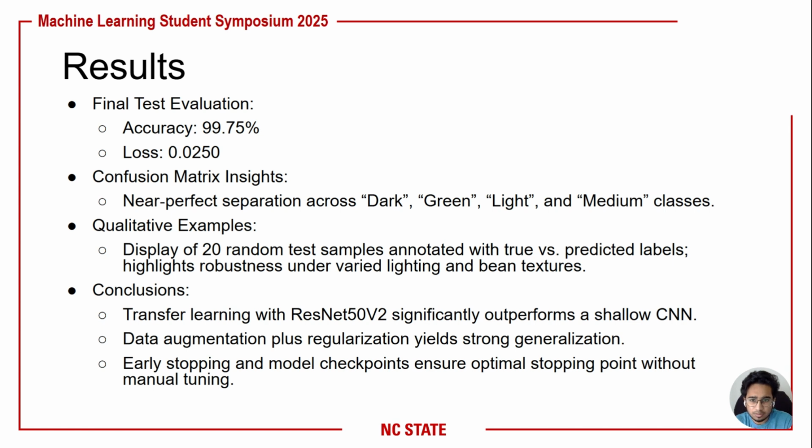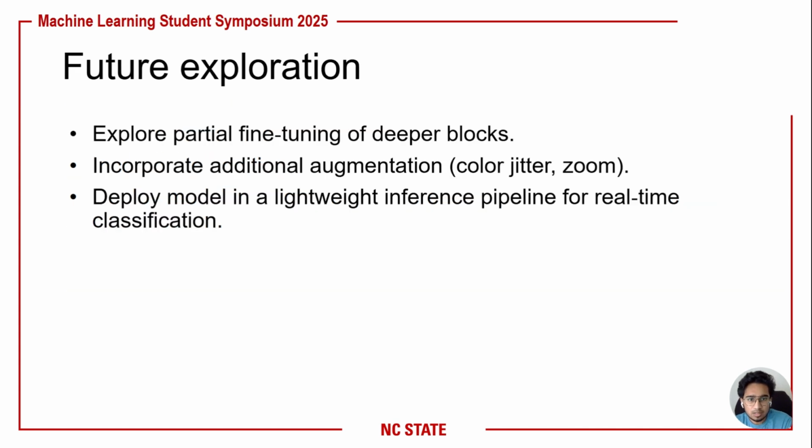So, coming to conclusions, transfer learning with ResNet 50v2 significantly outperforms our previous base model CNN. The data augmentation that we used this time plus regularization yields better generalization, and early stopping ensured an optimal stopping point without manual tuning.